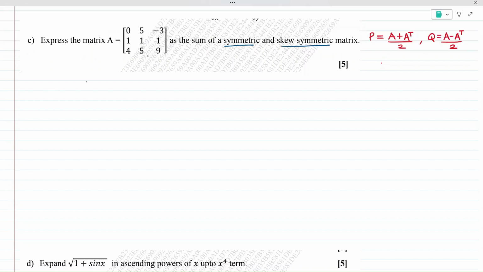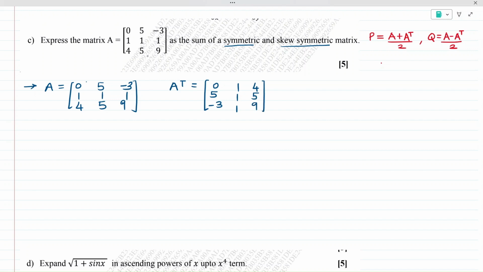Okay, so because I require A and A transpose, let me first write down A. So A is 0, 5, negative 3, 1, 1, 1, 4, 5, 9, and A transpose will be the exchange of rows and columns: 0, 5, negative 3, 1, 1, 1, and 4, 5, 9. Now let P over here be A plus A transpose divided by 2, which we remembered. So 1 by 2 times the addition of these two.